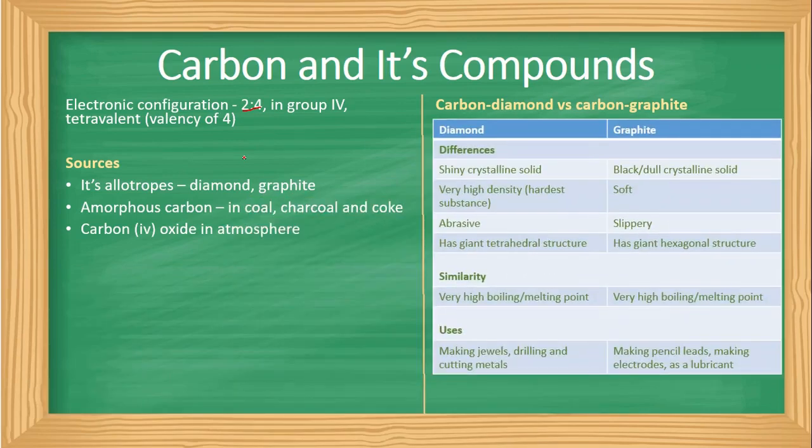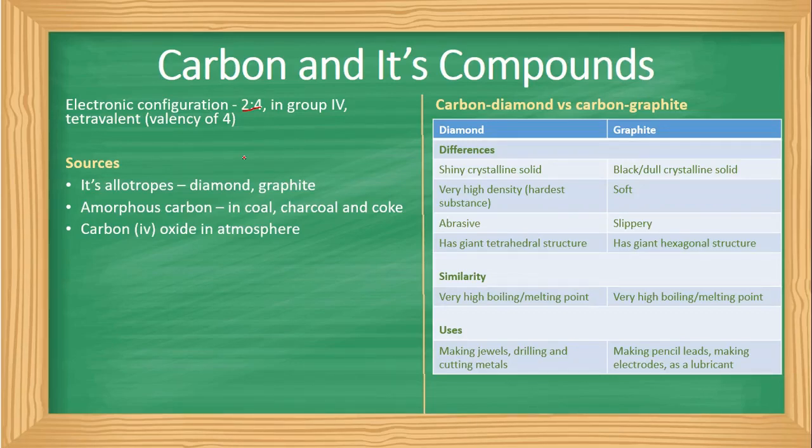Let us look at the comparison between the two common allotropes of carbon, which are diamond and graphite. The difference is, one, diamond is a shiny crystalline solid, while graphite is a black or dull crystalline solid. Two, diamond has a very high density. It is one of the hardest substances, while graphite is soft. Diamond is abrasive, whereas graphite is slippery. That is in terms of texture.